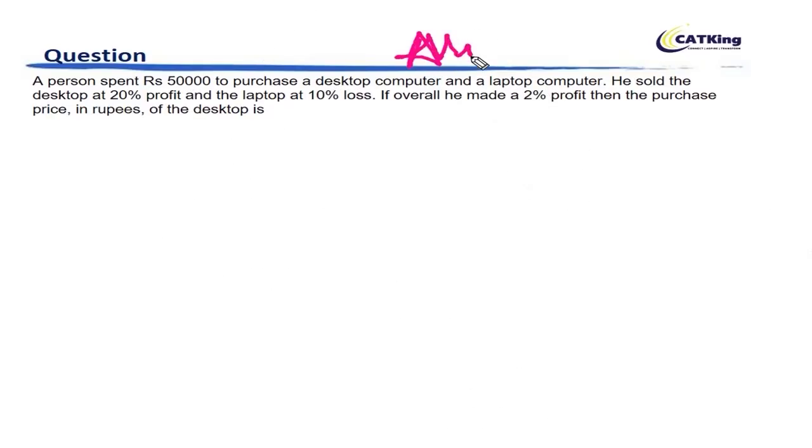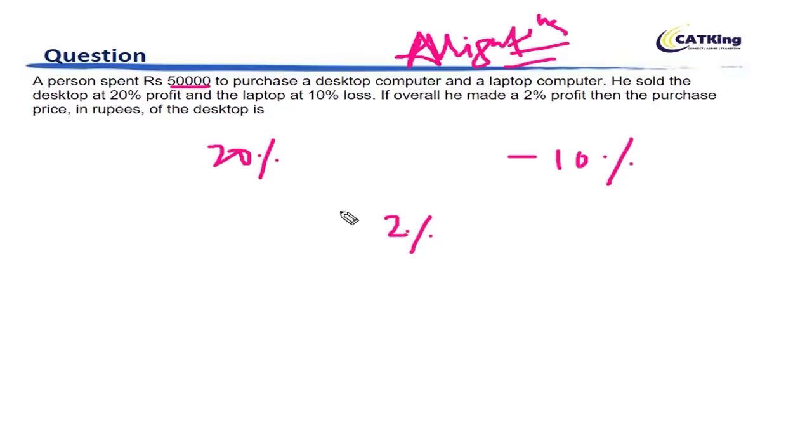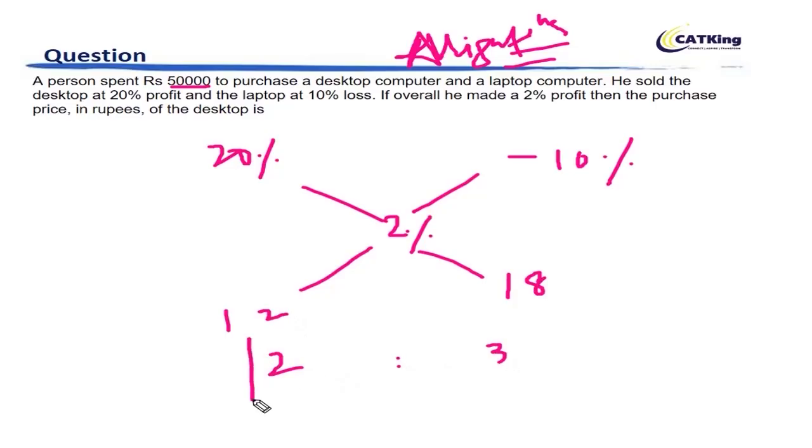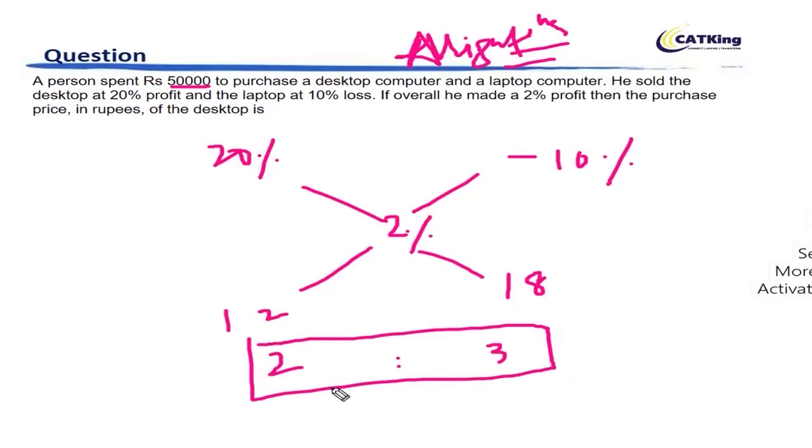I'm sure you've heard of alligations. I'm sure you all have studied alligations. So let's use that. We have studied it for using it. So let's say the desktop is making me a profit of 20% and the laptop is making me a loss of 10%. Profit of 20, loss of 10, overall is 2%. Now if I use the alligation here, I'll get an 18 here and a 12 here. So 2:3 is how the price should be distributed. So 50,000, if you distribute 2:3, this will become 20,000 and this will become 30,000. So the answer to your question is 20,000.